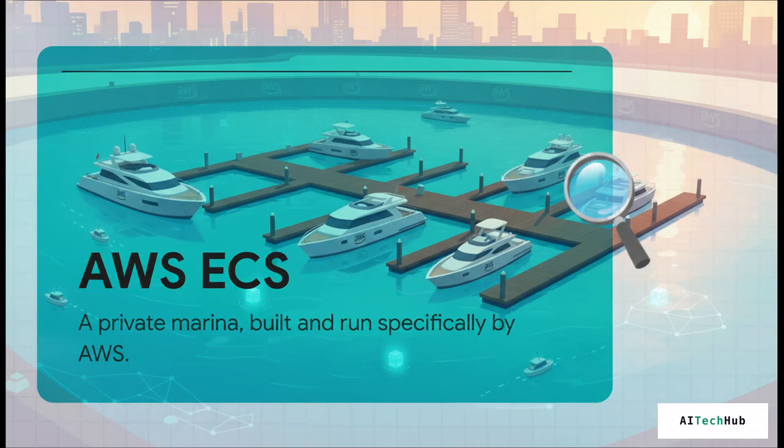Now, ECS takes an entirely different philosophical approach. Instead of a bustling, open, and honestly incredibly complex universal port, think of AWS ECS as a private, exclusive marina. It's this bespoke, beautifully tailored environment built, owned, and run specifically by Amazon Web Services just for their users. In this private marina, the harbor master, which is your control plane, is completely managed for you by AWS, right? Because with Kubernetes, you often have to dedicate serious engineering resources just to maintain the orchestration infrastructure itself, just making sure the port is actually functioning. But with ECS, AWS steps in and handles all of that heavy lifting completely behind the scenes.